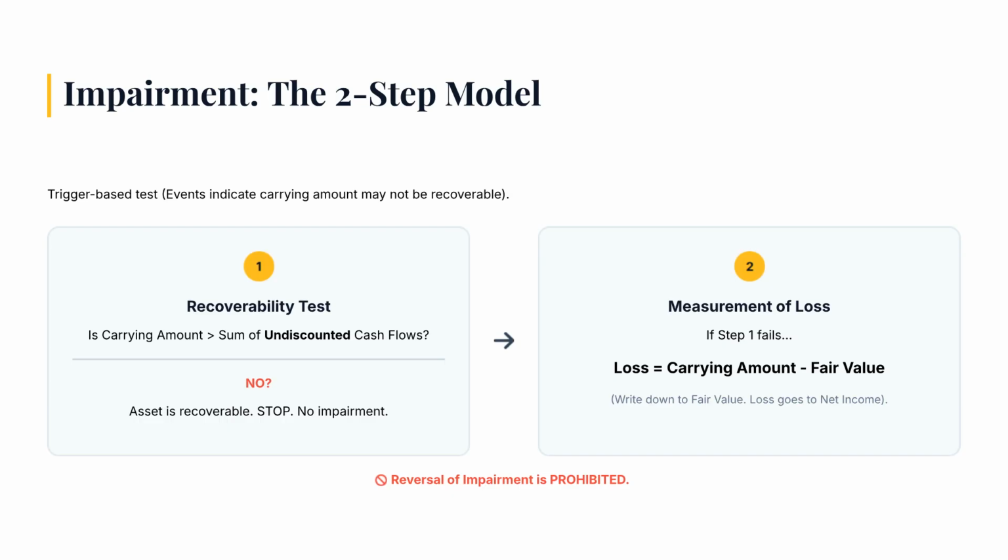No impairment. Step 2. If the raw cash flows are too low, then you calculate the loss. The loss is carrying amount minus fair value. Also remember, under ASPE, once you write an asset down, you can never reverse it.